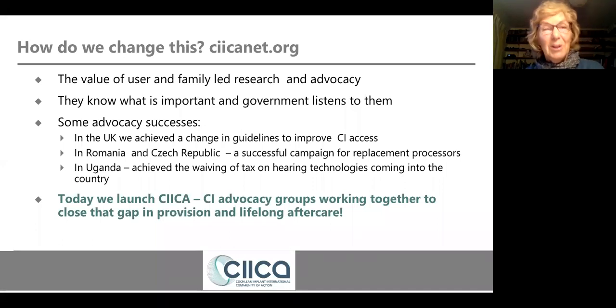So I'm delighted to be here today on Cochlear Implant International Day, because today we're launching CICA, a cochlear implant community of action globally with cochlear implant advocacy groups working together, endeavoring just to close that gap in provision of cochlear implantation and lifelong aftercare. Because we do know that cochlear implants can change lives and save society money too, if they're well managed for the lifetime. So if you go and have a look at kickernet.org, you'll see what we're about and you'll find some accessible materials for advocacy. So thank you for the time to actually present that. Thank you.